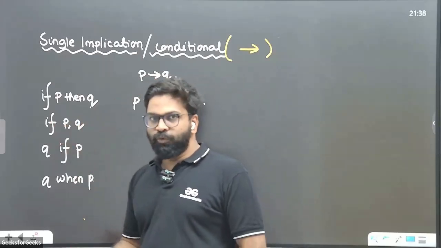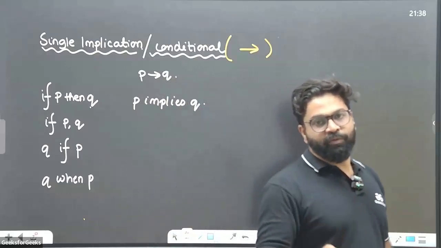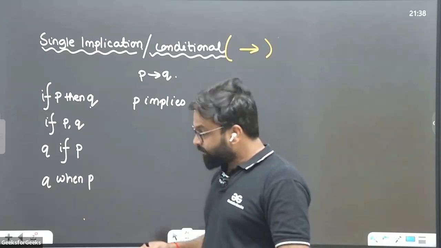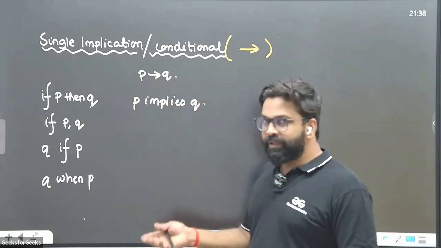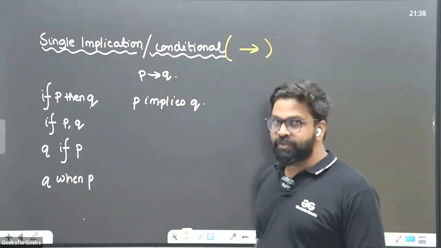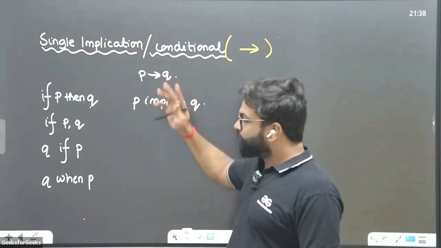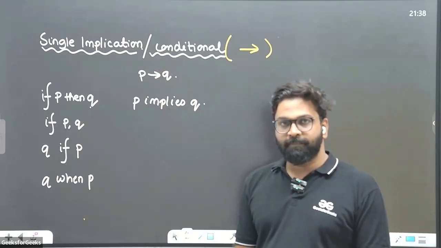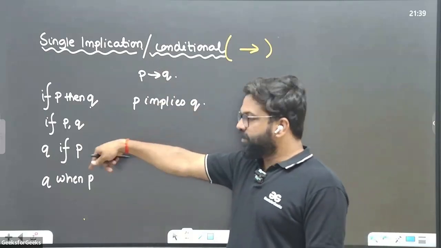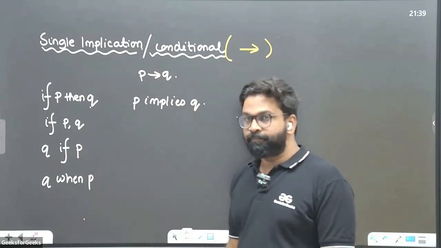So if P then Q, then you have to use P arrow Q. If P comma Q, then you have to use this statement. Q if P, then you have to use this. Q when P, then you have to use this. P implies Q, then you have to use this, right? So you have to use this whenever you see something like that.